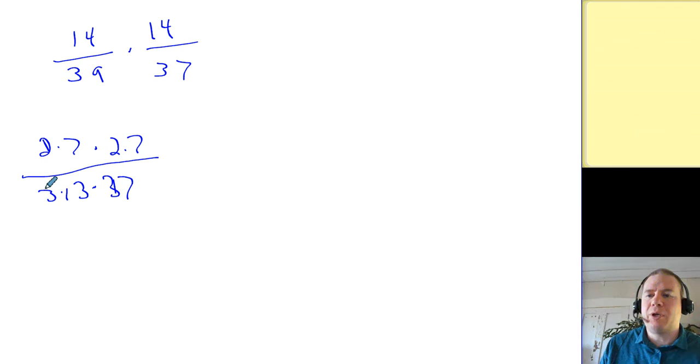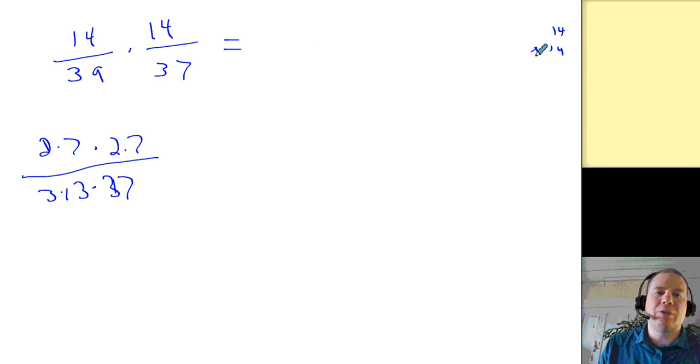Well, here's our problem. 2 doesn't cancel here. 7 doesn't cancel here. 3 doesn't cancel up here. 13 and 37 don't show up there. Nothing cancels, so the only way to simplify is to carry out the multiplications.